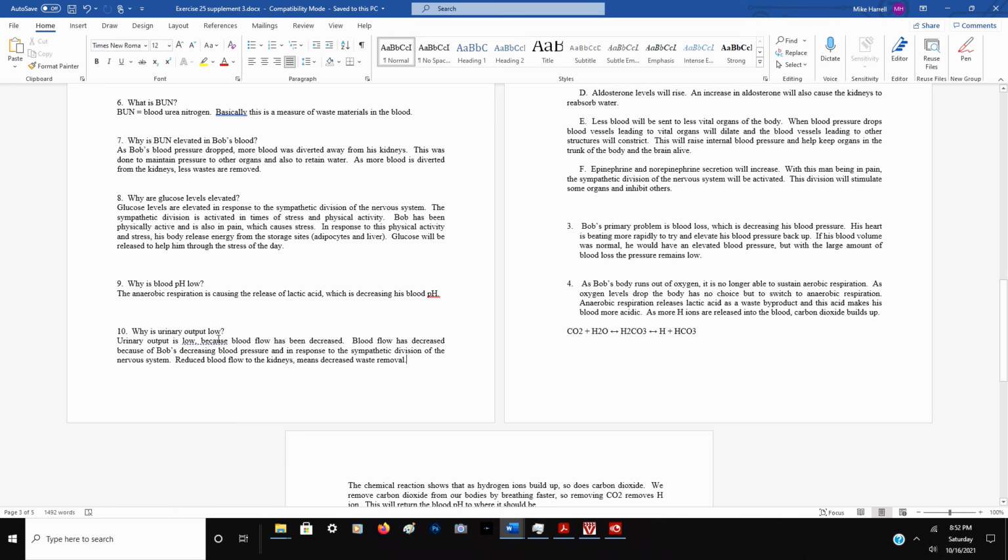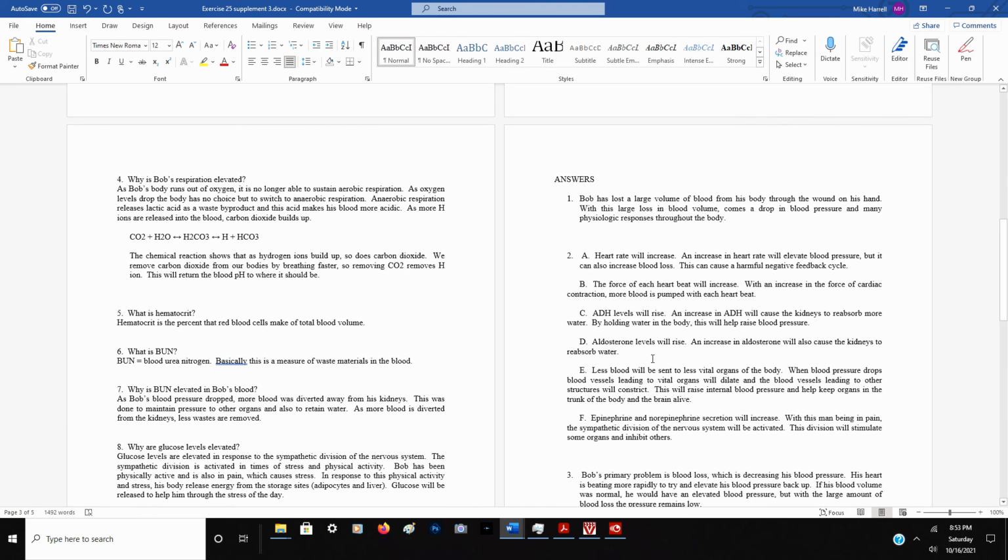And again, why is his urine output low? Again, the body has two options right here. It can continue urine output as usual, or it could hold on to that water and try and elevate his blood pressure. So there's really no choice right here. The body's got to hold on to that water. You've got to keep that blood pressure elevated. You'll worry about waste removal later.